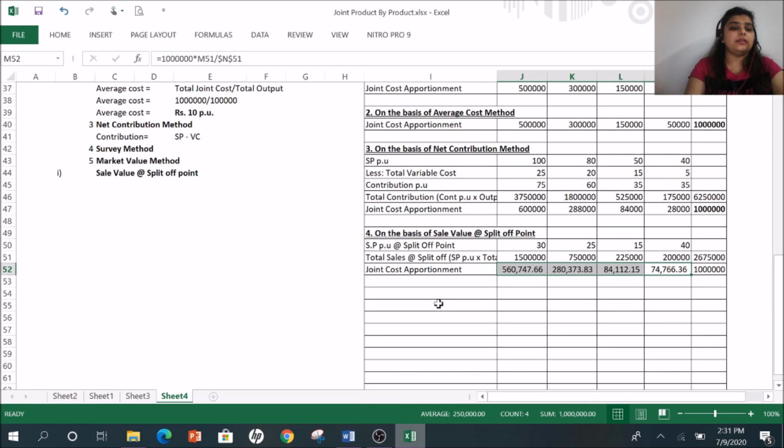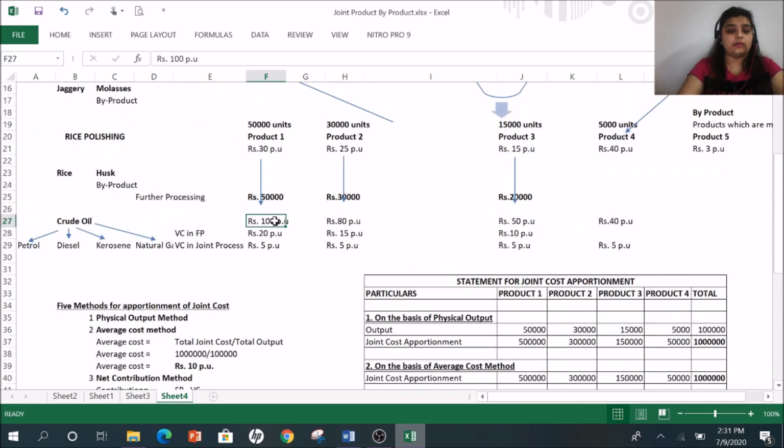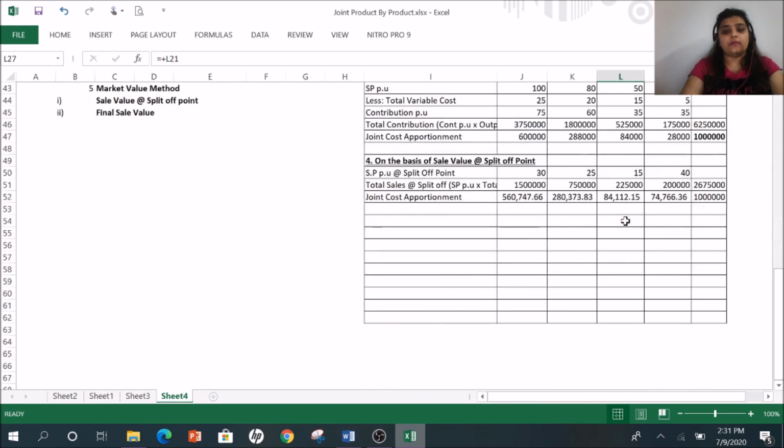Okay, let's go ahead. The next method is our final sale value. Now what is our final sale value here? The final sale value is 100, 80, 50 and 40. So on this basis we are going to distribute our further processing or joint cost, on the basis of final sale value.